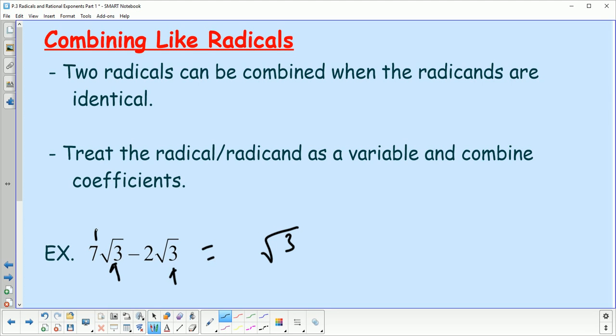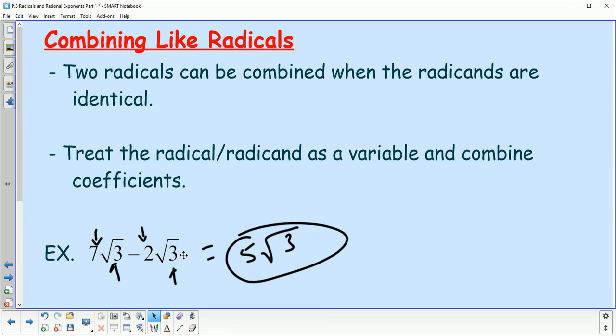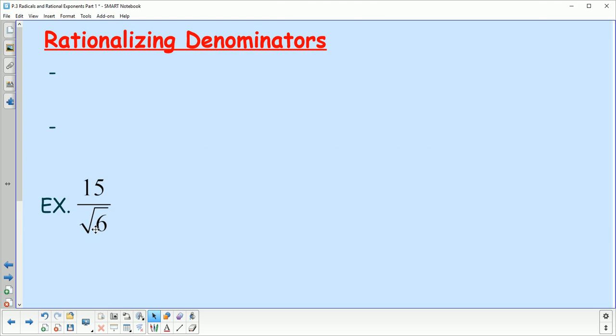We're just going to look at our coefficients, 7 minus 2, and that gives us 5 square root of 3. So 7 square root of 3 minus 2 square root of 3 becomes 5 square root of 3. The last piece we're going to talk about then is rationalizing the denominator, which is not new for us, but is one that we tend to struggle with a little bit.